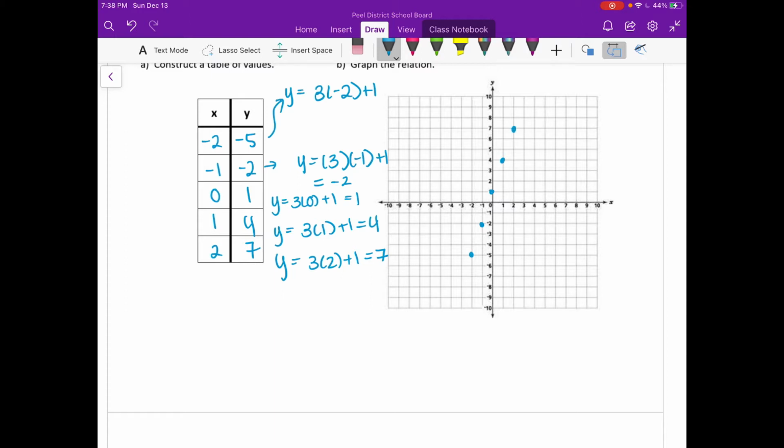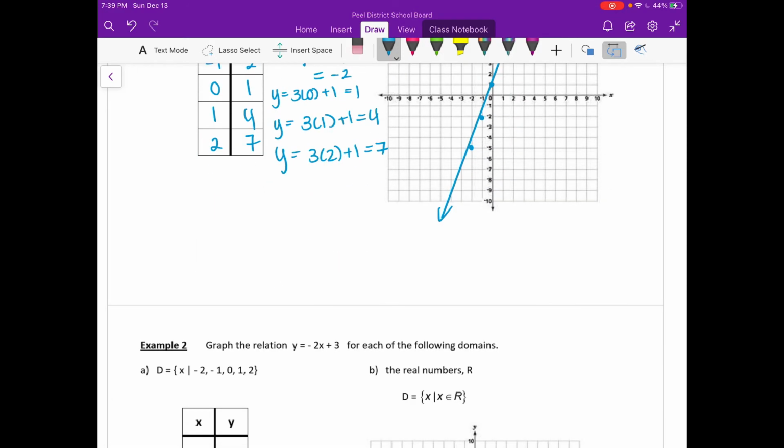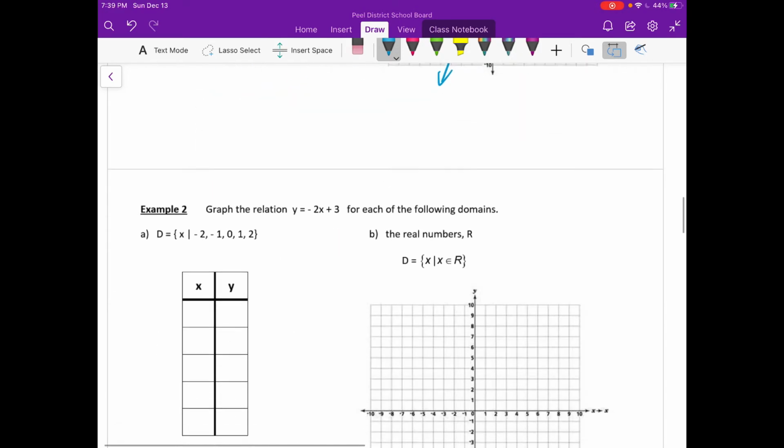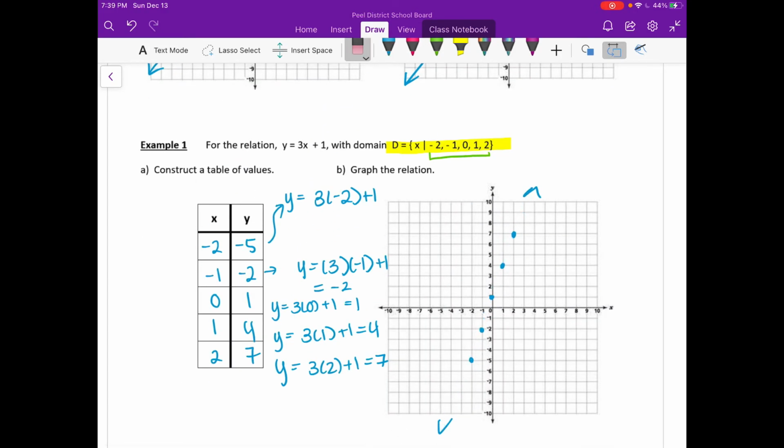So I'm just going to connect these dots together. So I'm going to go do this. And please use a ruler. Don't look at me for an example right now. I don't know how to use a ruler on this thing just yet. All right. And that is what my relationship would look like.